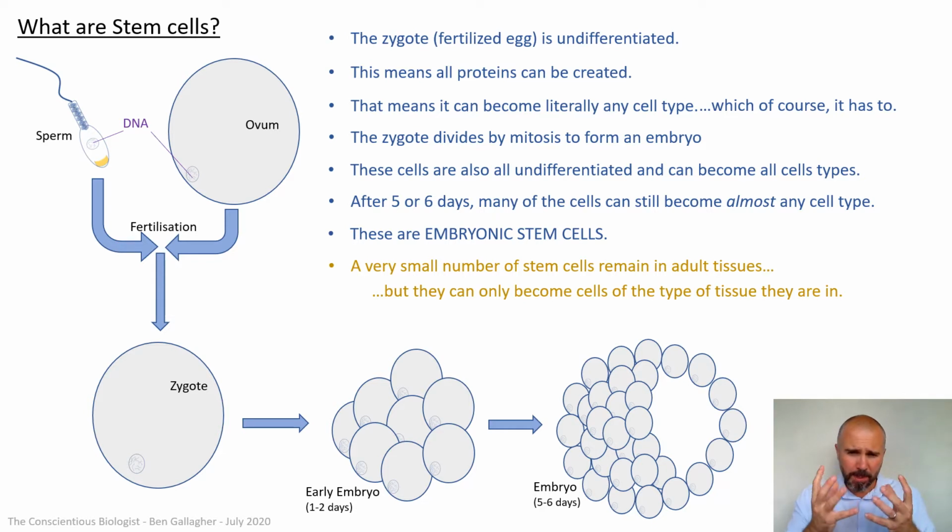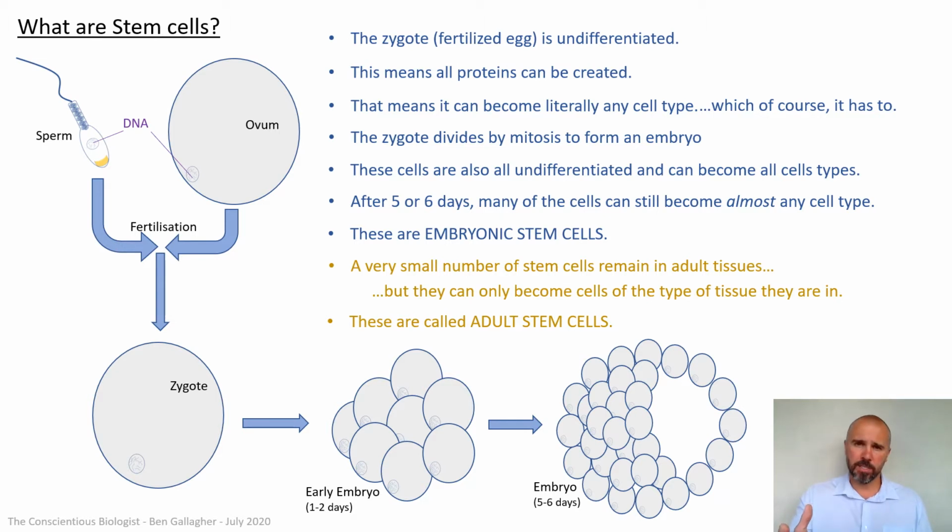But the problem with those adult stem cells is they can only become cells of the tissue type that they are within. So if they're cells within the bone marrow, they can only become blood related cells because all of your blood cells come from your bone marrow. Okay, so they're not as undifferentiated, not as useful as embryonic stem cells, and they're called adult stem cells. So you've got embryonic stem cells and you've got adult stem cells, but what we're talking about with stem cells is cells that have the potential to become lots of different cell types.